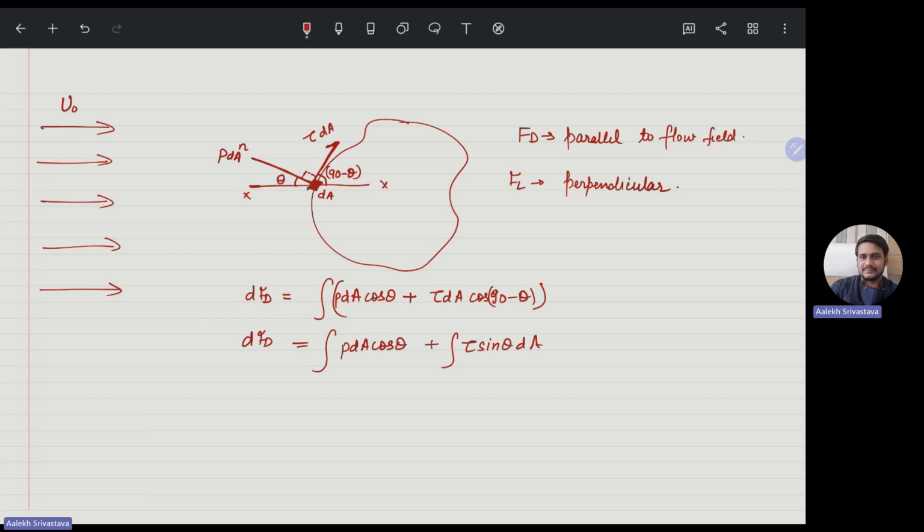What is the drag force in the x-axis direction? So total drag force is equal to integral of P dA. Oh, sorry, we should not put the integral because it's an elemental force. Okay, now the total is integral of P dA cos theta plus tau sin theta dA. This is your expression for the drag force. Now what will happen for the lift force? So we can copy all this.